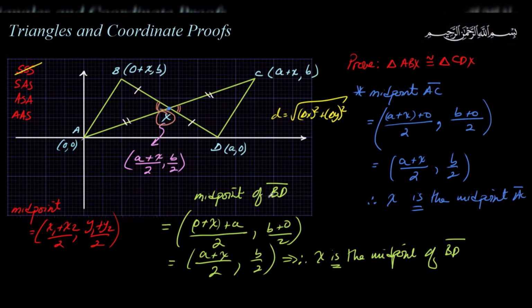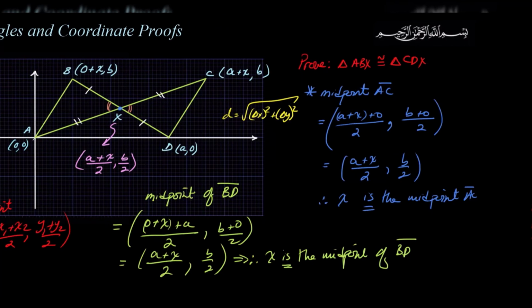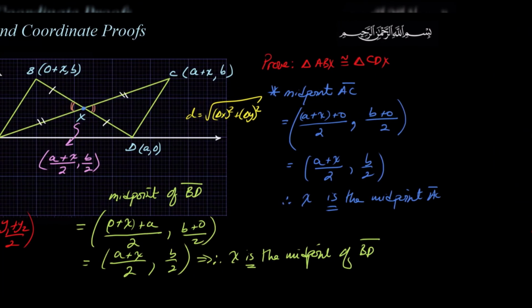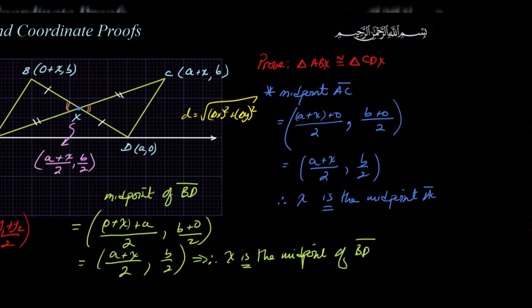Since it's the midpoint, and since it's a coordinate proof, if we're writing this proof, we can say that BX is congruent to DX by definition of midpoint. This is like a paragraph proof. So BX is congruent to DX, and we can also say AX, that's this segment over here, is congruent to CX, that's also from the definition of midpoint.